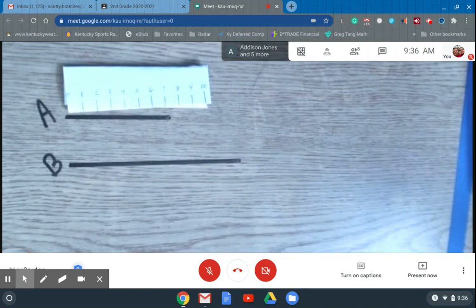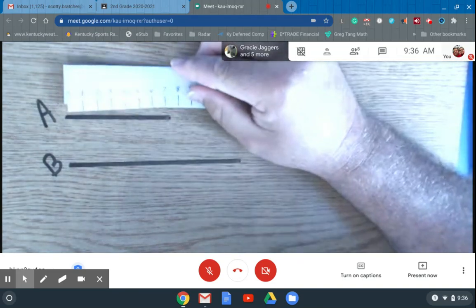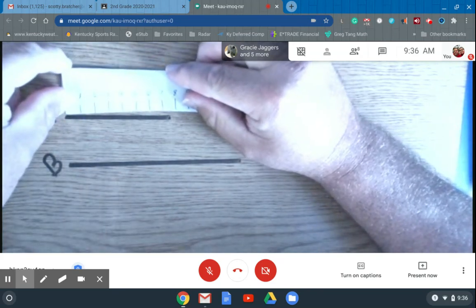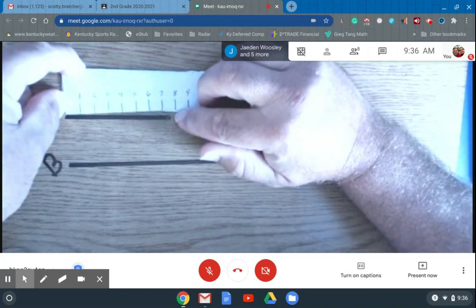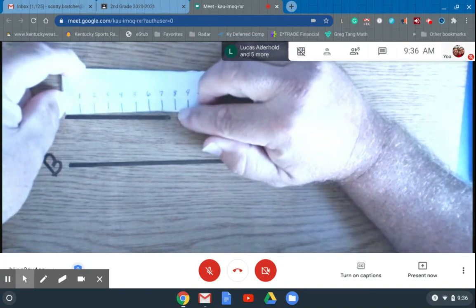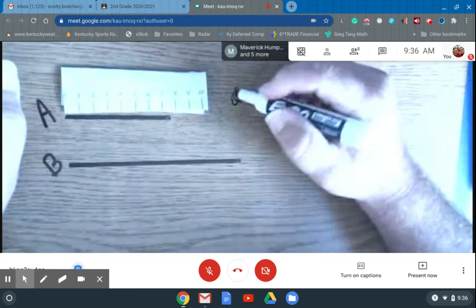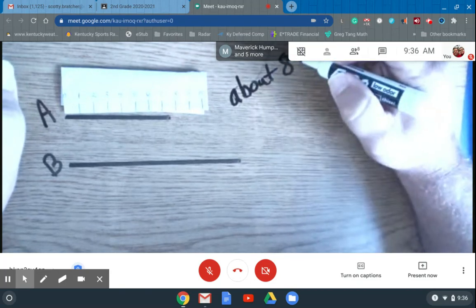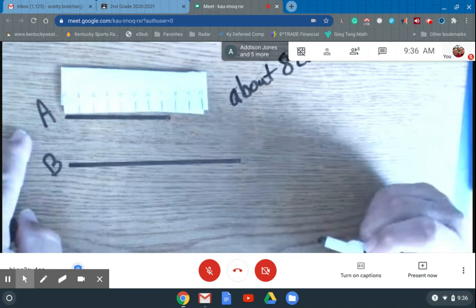All right. That seemed to help it a little bit. So when I measure this and I put the end of it on 0 and this end, it's not quite 8, but it's almost 8. So I can say it's about 8 centimeters long. That's line A.